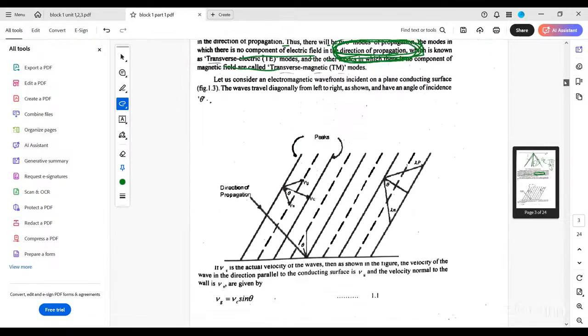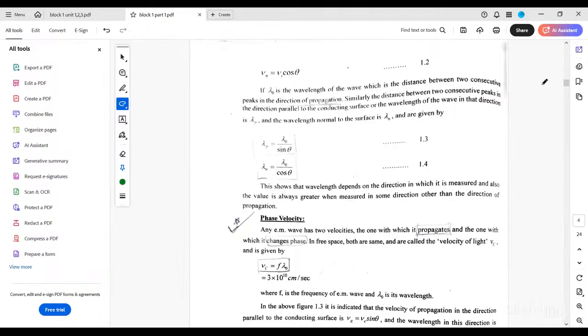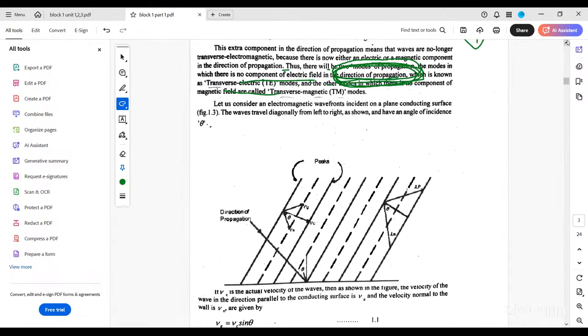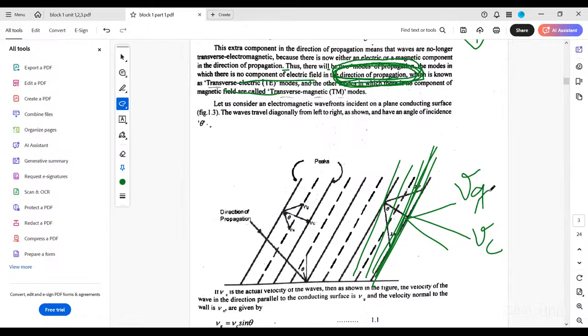See this one. Suppose a wave is incident like this. When the wave is incident, I am concentrating on the angle and velocities. Two velocities I am concentrating on for this incident wave: one is group velocity Vg, another one is phase velocity. And one more velocity we have is along the conducting surface. And normal to the plane I am calling Vn. Normal to the plane is Vn.